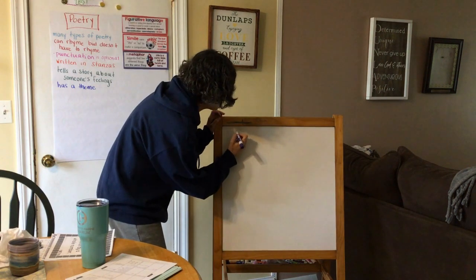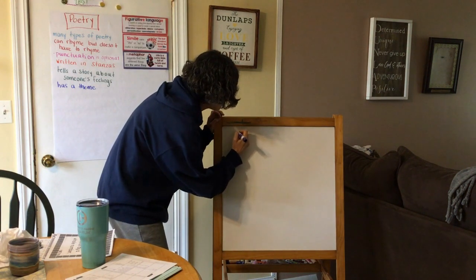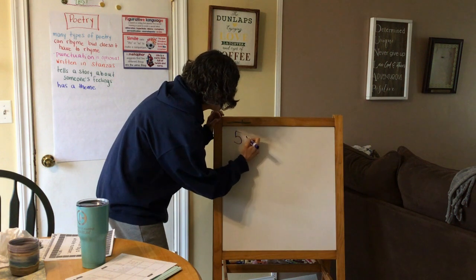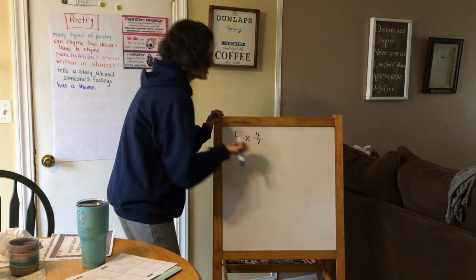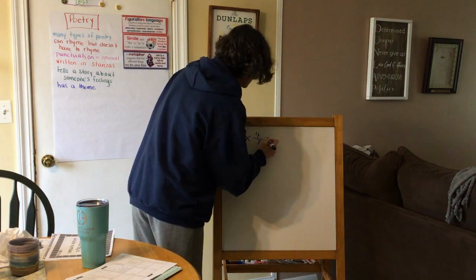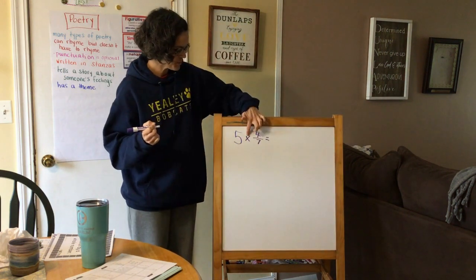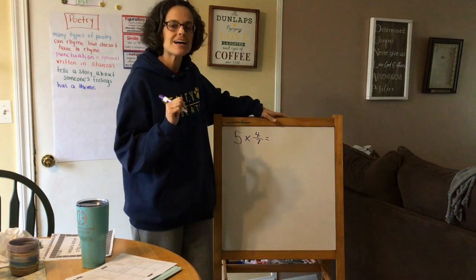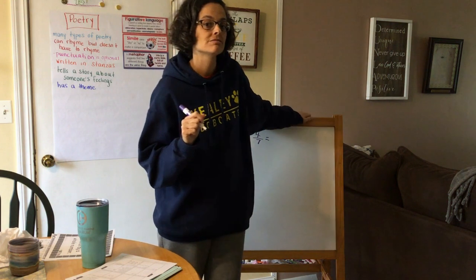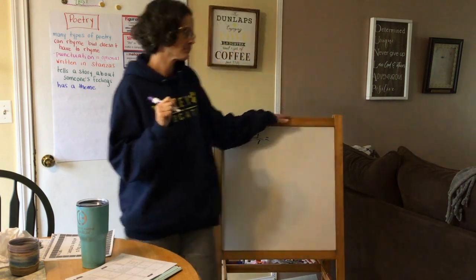All right, so let's do, how about 5 groups of 4/7? A little tougher. How about this one? 5 groups of 4/7. 5 times 4/7. So go ahead and pause me and see if you can figure it out. Ready? Go.